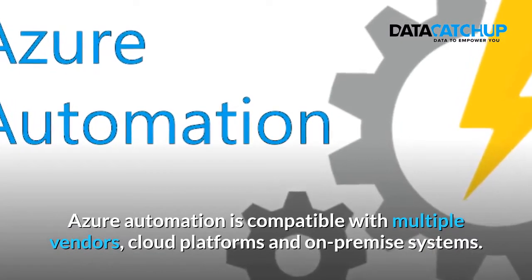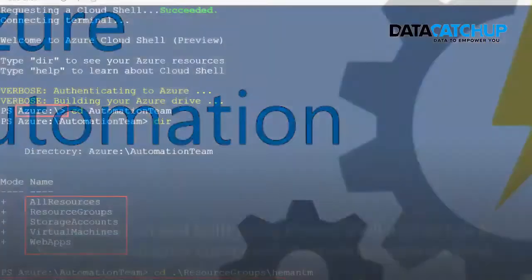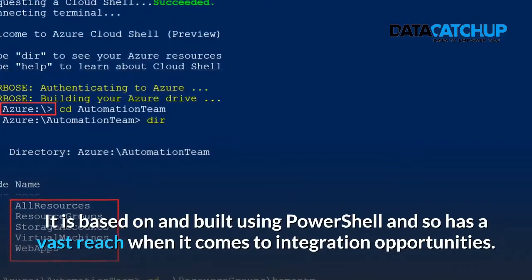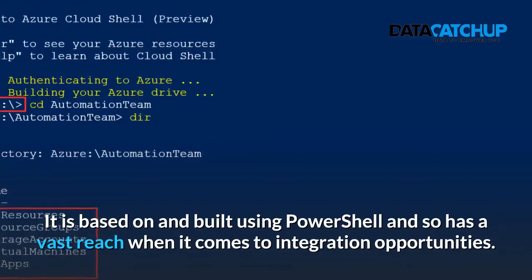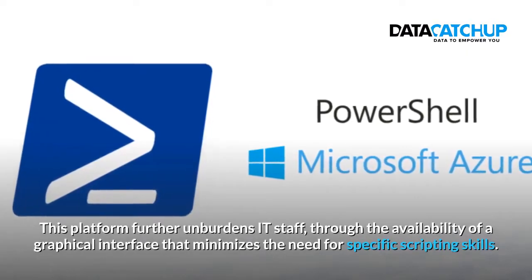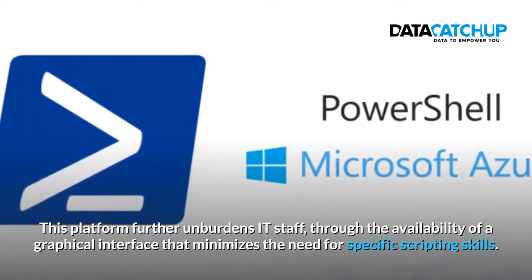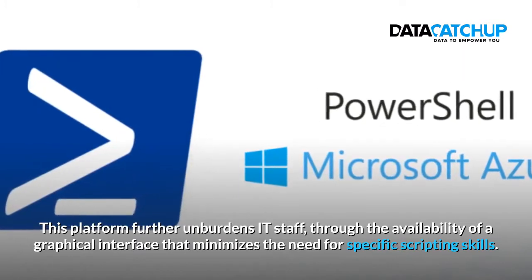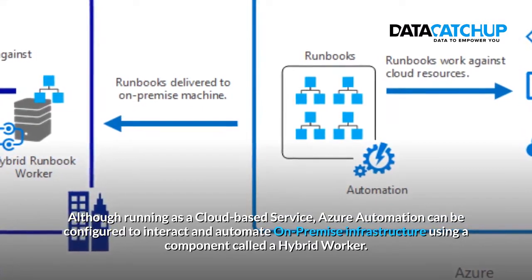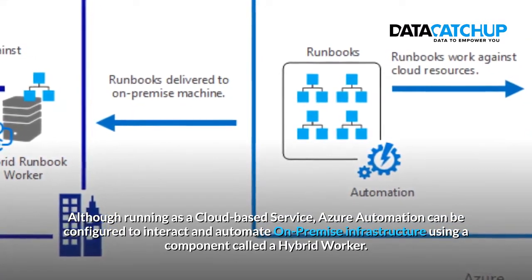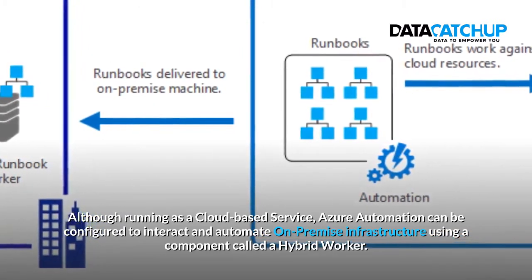Azure Automation is compatible with multiple vendors, cloud platforms, and on-premise systems. It is based on and built using PowerShell, and so has a vast reach when it comes to integration opportunities. This platform further unburdens IT staff through the availability of a graphical interface that minimizes the need for specific scripting skills. Although running as a cloud-based service, Azure Automation can be configured to interact and automate on-premises infrastructure using a component called a hybrid worker.